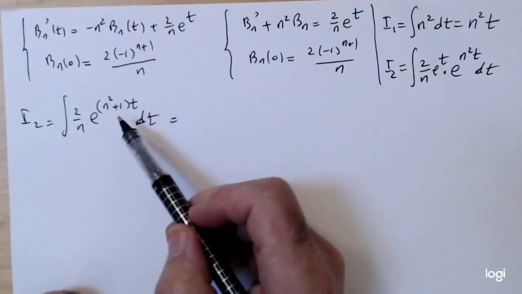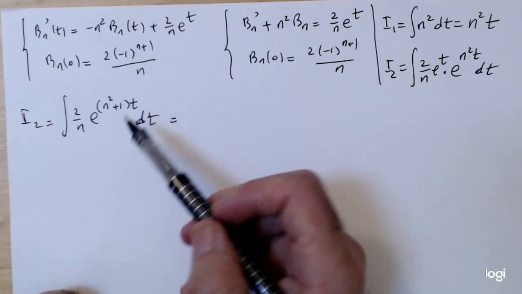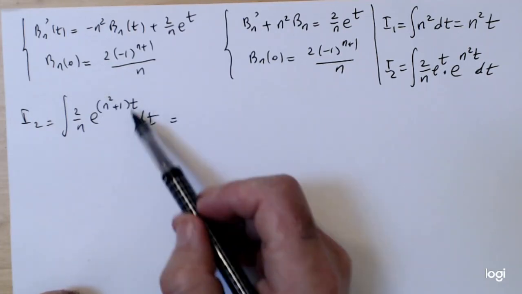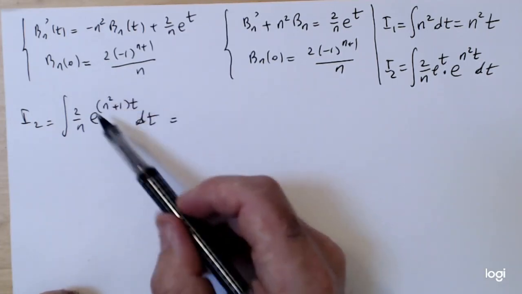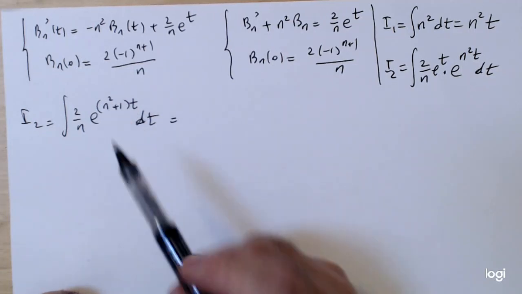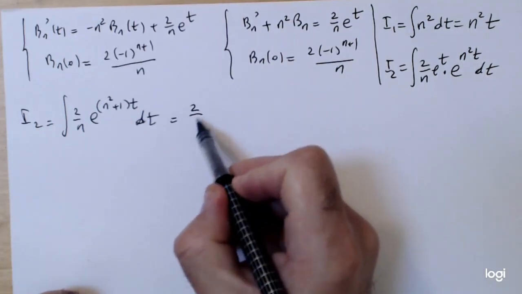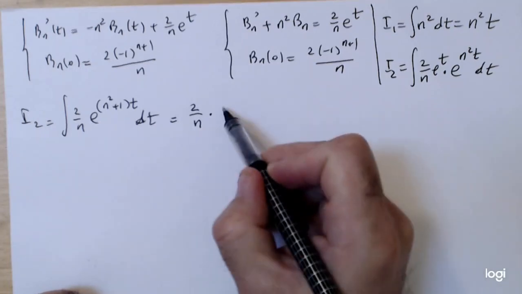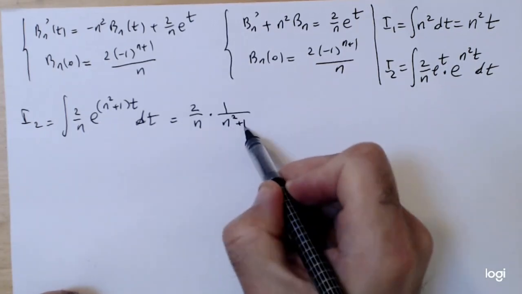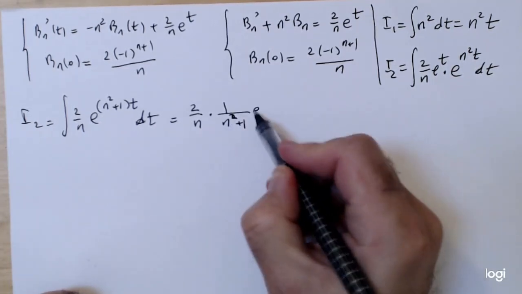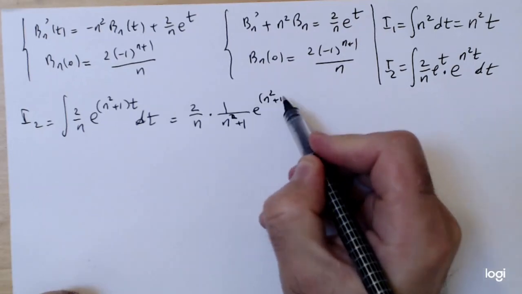This is sort of like integrating e to the 5t if you want, right? It's e to the 5t over 5. So it's just a u substitution for this exponent. So the antiderivative will be 2 over n, 1 over n squared plus 1, e to the (n squared plus 1) t.